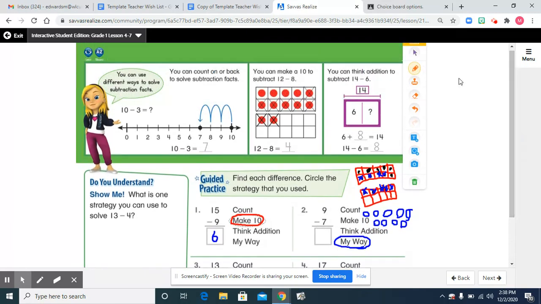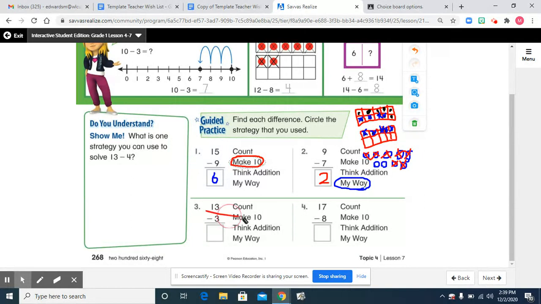And then I'm going to cross out 7 because it says minus 7. So 1, 2, 3, 4, 5, 6, 7. And now all I have to do is count how many I have left. And I have 1, 2 left. So 9 minus 7 equals 2.